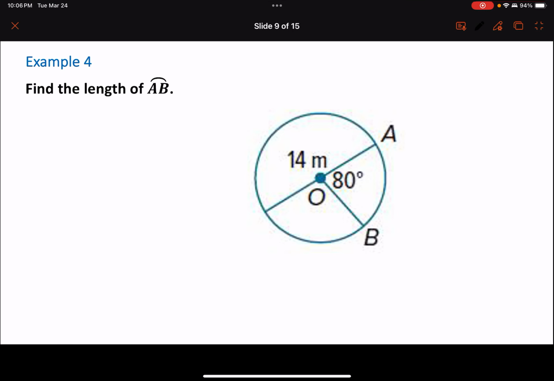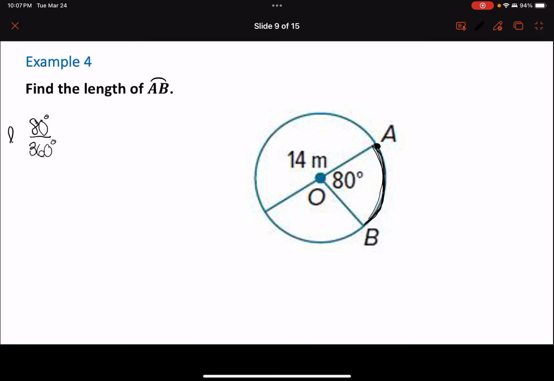If we want to find the length of arc AB, AB is the arc starting at A and traveling around the circle to B. So we don't have a whole circumference, we have a portion of the circumference. How much of the circumference do we have? We have 80 degrees out of 360 degrees.